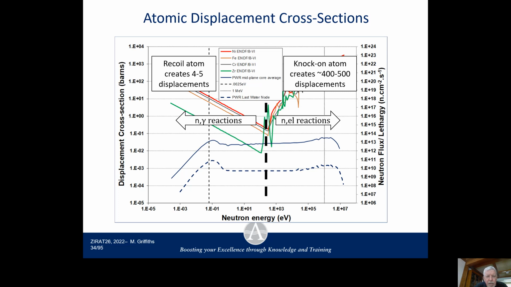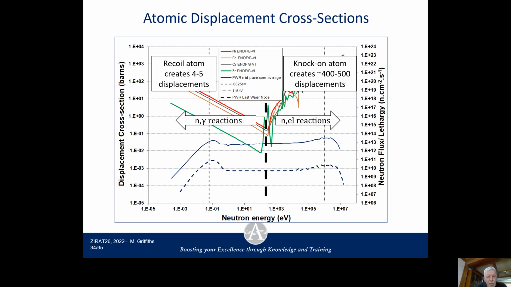And in order to understand how this relates to a reactor, we have to consider how these cross sections coincide with the neutron flux. So I've got PWR fluxes here in the core. It's a core average, and then this is the last water node just inside of the pressure vessel. At the low energy range, you have N-gamma reactions creating the damage, and in the high energy range, we have elastic interactions, which are those direct displacements I showed a couple of slides ago.